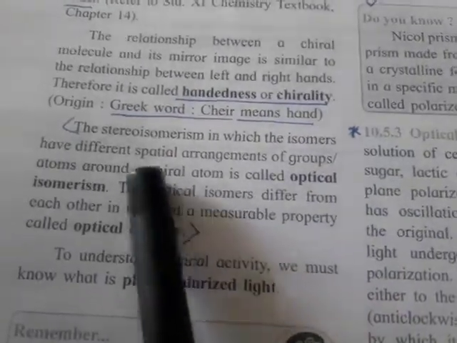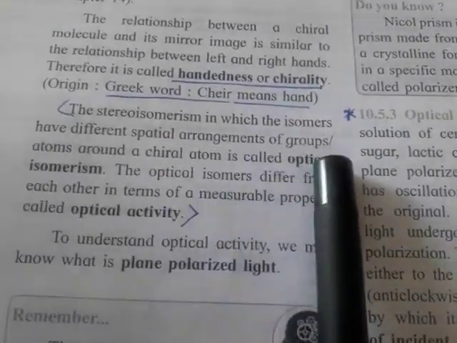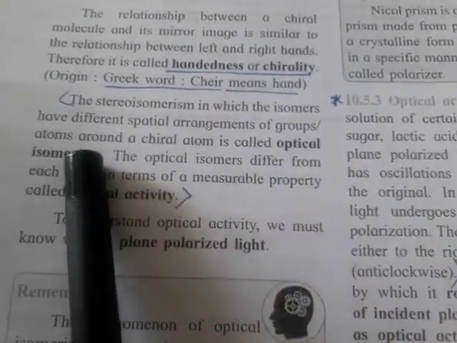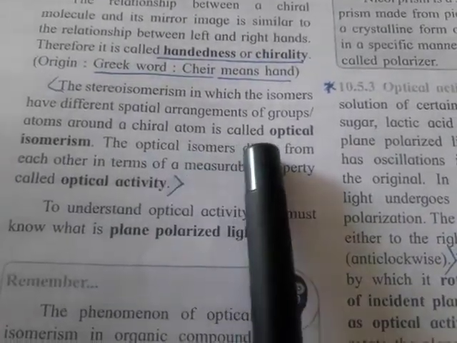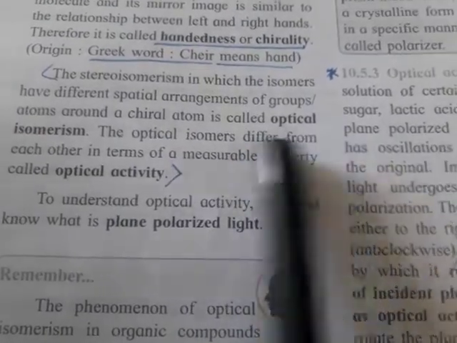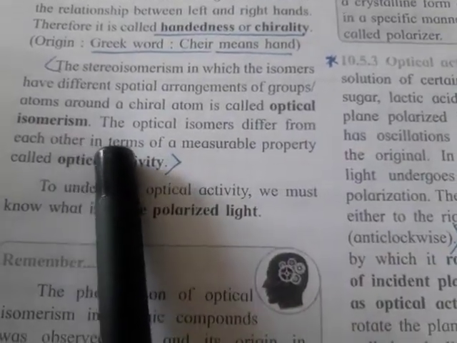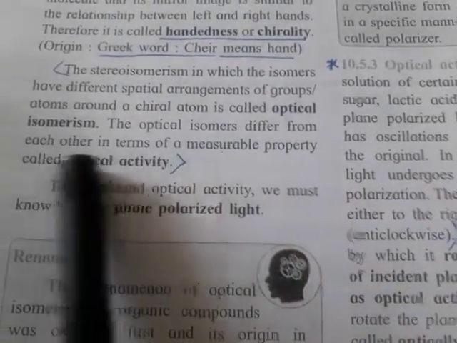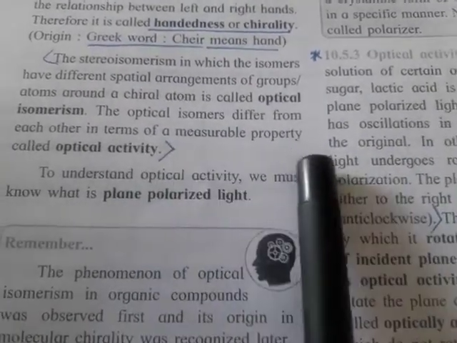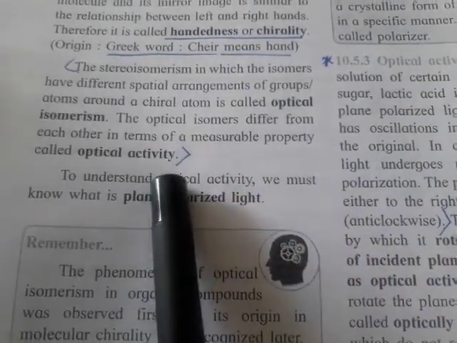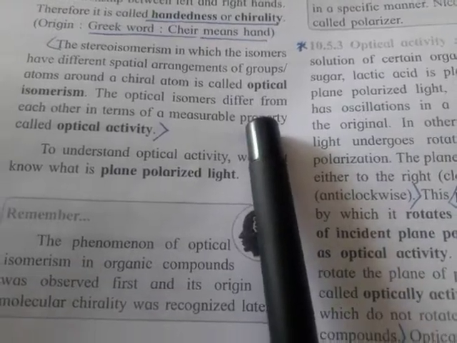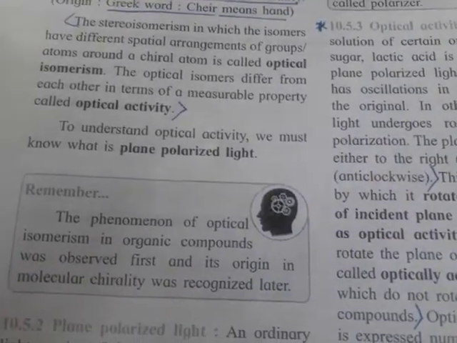Next, stereoisomerism in which the isomers have different spatial arrangement of groups or atoms around the chiral carbon atom is called optical isomerism. And the optical isomers differ from each other in terms of a measurable property that is called optical activity. What optical activity is, we will discuss in detail after some time.